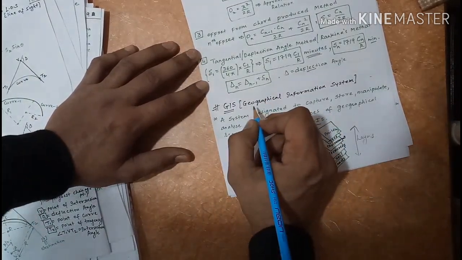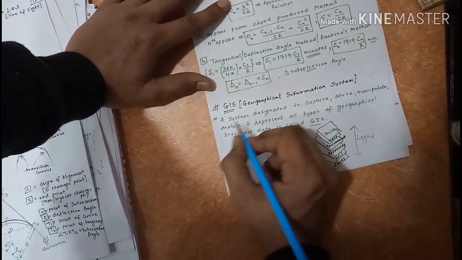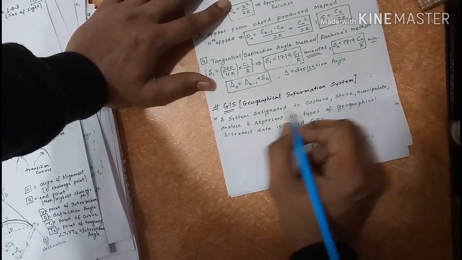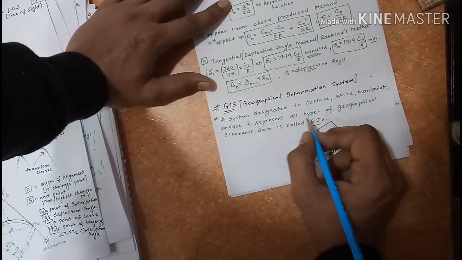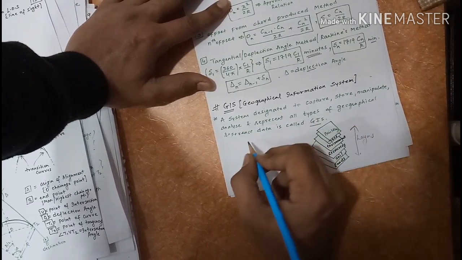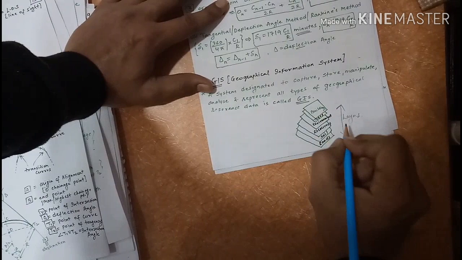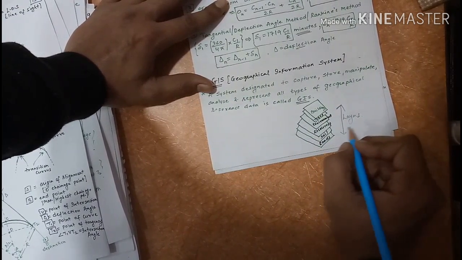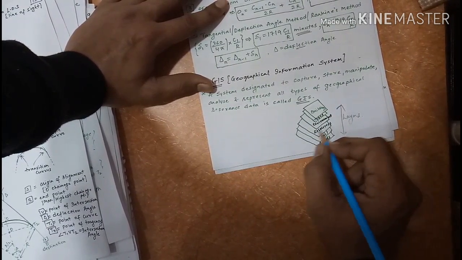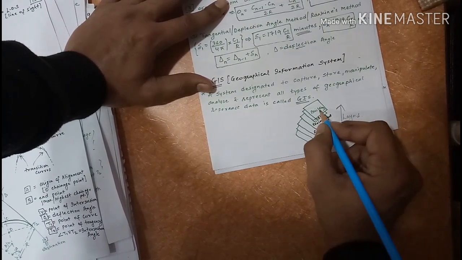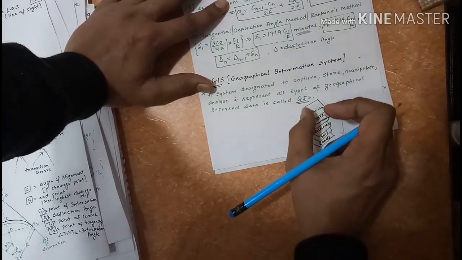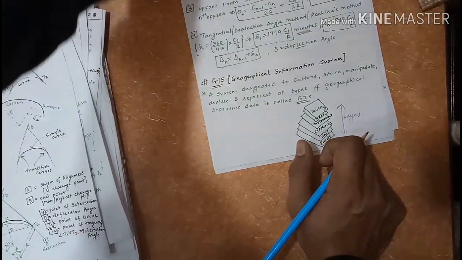GIS, Geographical Information System, a system designed to capture, store, manipulate, analyze and represent all types of geographical reference data is called GIS. It represents the data in the form of layers. For example, roads, soil, resources, environment, trees, buildings. We can see all of them separately.